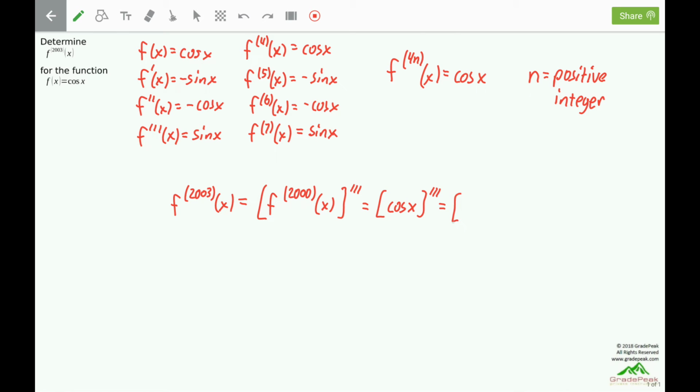Well, let's take these 3 derivatives one at a time. So the derivative of cosine is negative sine. I now have 2 more derivatives left. The derivative of negative sine is negative cosine. I have 1 more derivative left. And the derivative of negative cosine is positive sine, since we have a double negative here. And therefore, our 2003rd derivative of x, where f of x equals cosine of x, will be sine of x.